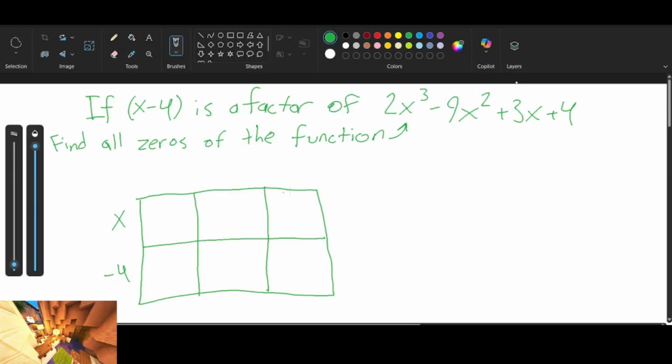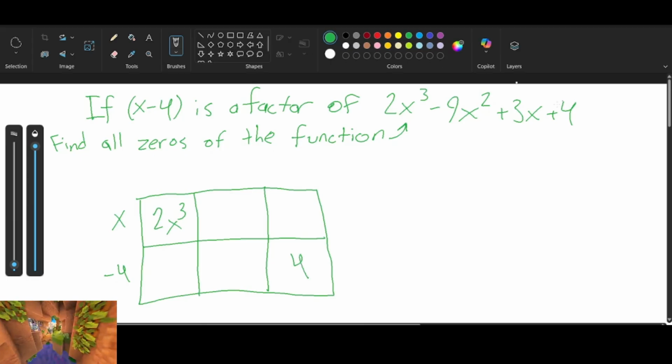Anyhow, that division is the same process. So anytime I'm dividing, and I know that this is a factor, it's saying if x minus 4 is a factor, I know that I don't have to worry about a remainder in this problem. So I'm going to put my 2x cubed from the function in my top left. And I'm going to put my number 4 in my bottom right.